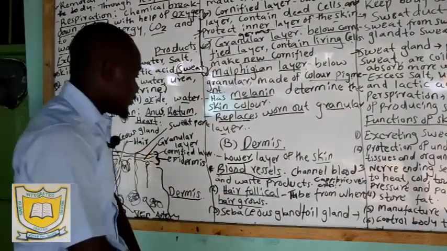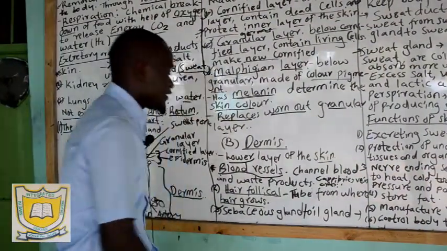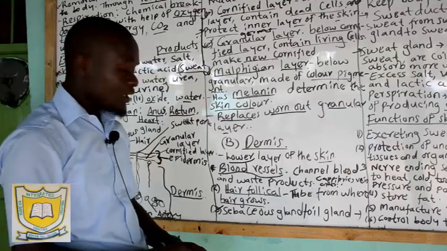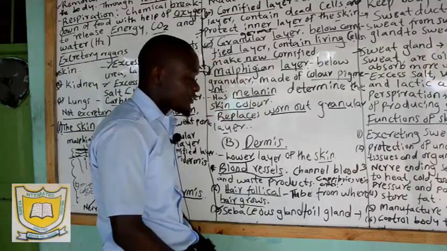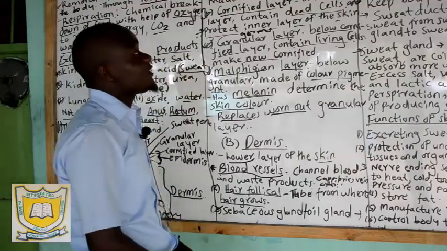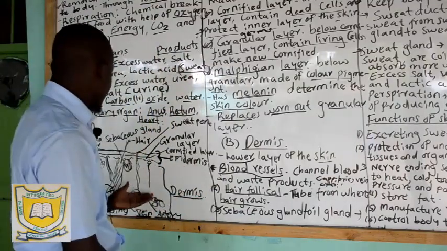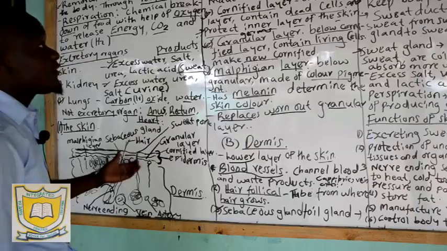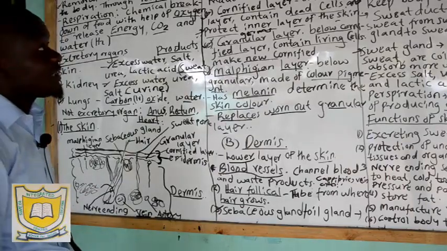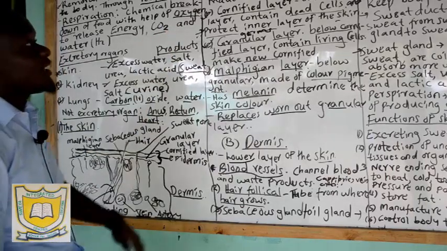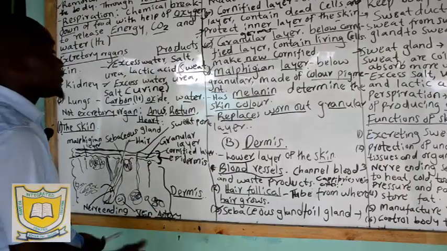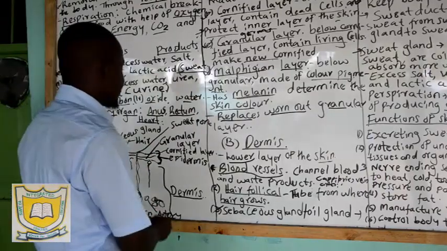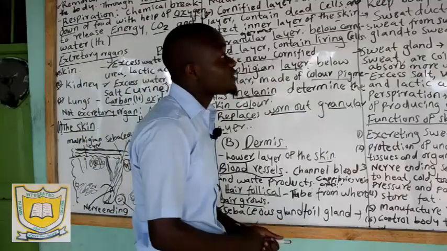Number three, we talk of the sebaceous gland. The sebaceous gland has main functions. The main function of the sebaceous gland is that it makes the hair and skin supple and waterproof.